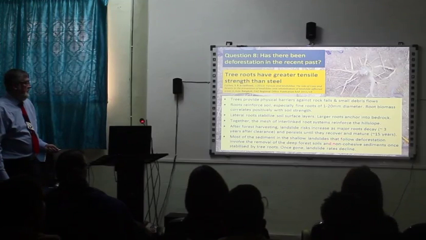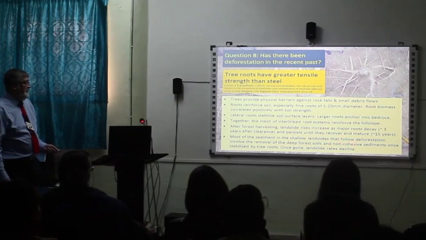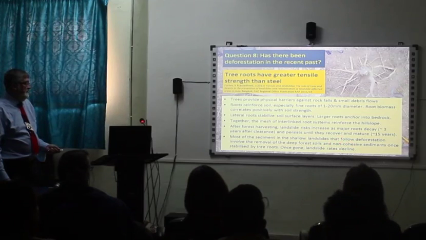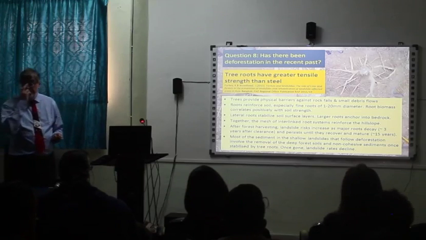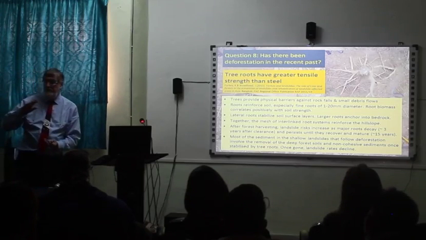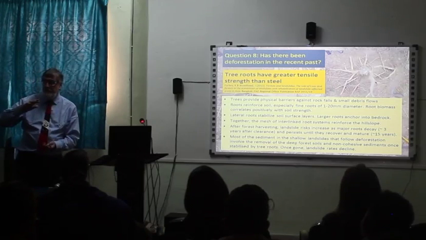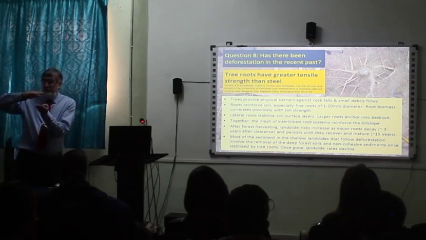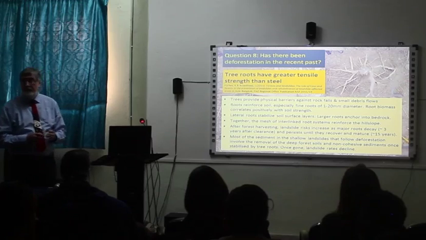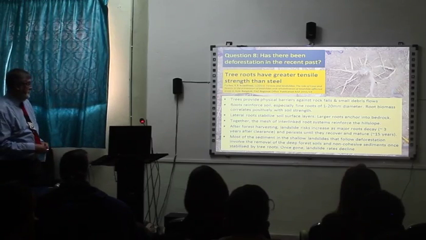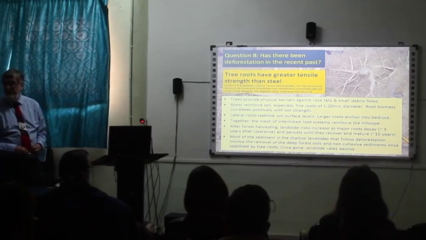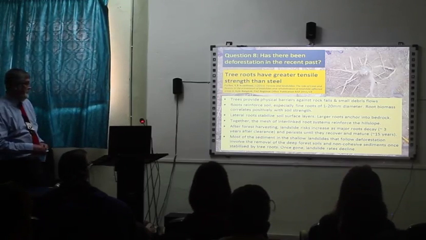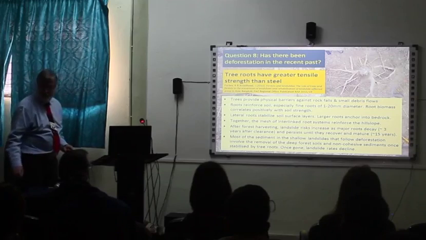Interesting, a lot of the sediment moved by landslides after deforestation involves the removal of deep forest soils, because the trees are also building soil underneath them. In forests in Nagaland, you can sometimes find a metre of soil, whereas in grasslands you've got a few centimetres. And that's the difference. So your trees are also creating the material that's going to form these surface landslide slips. Once it's gone, landslide rates decline.